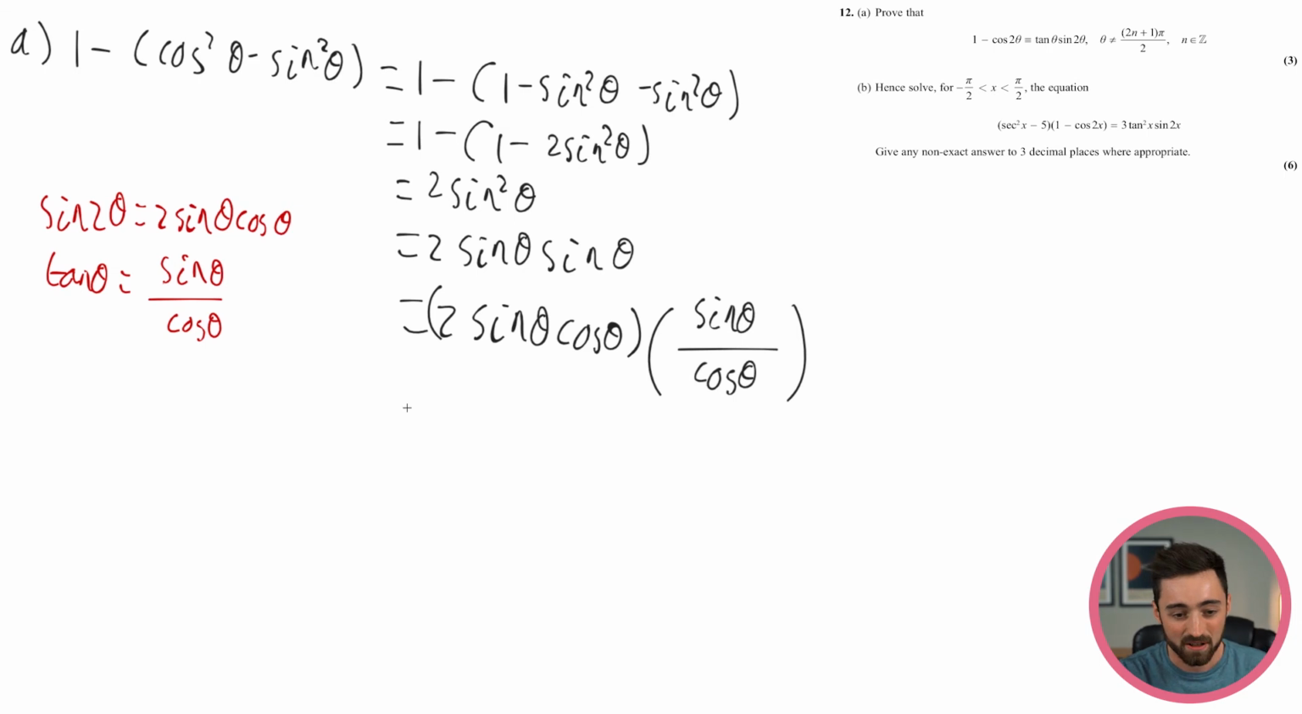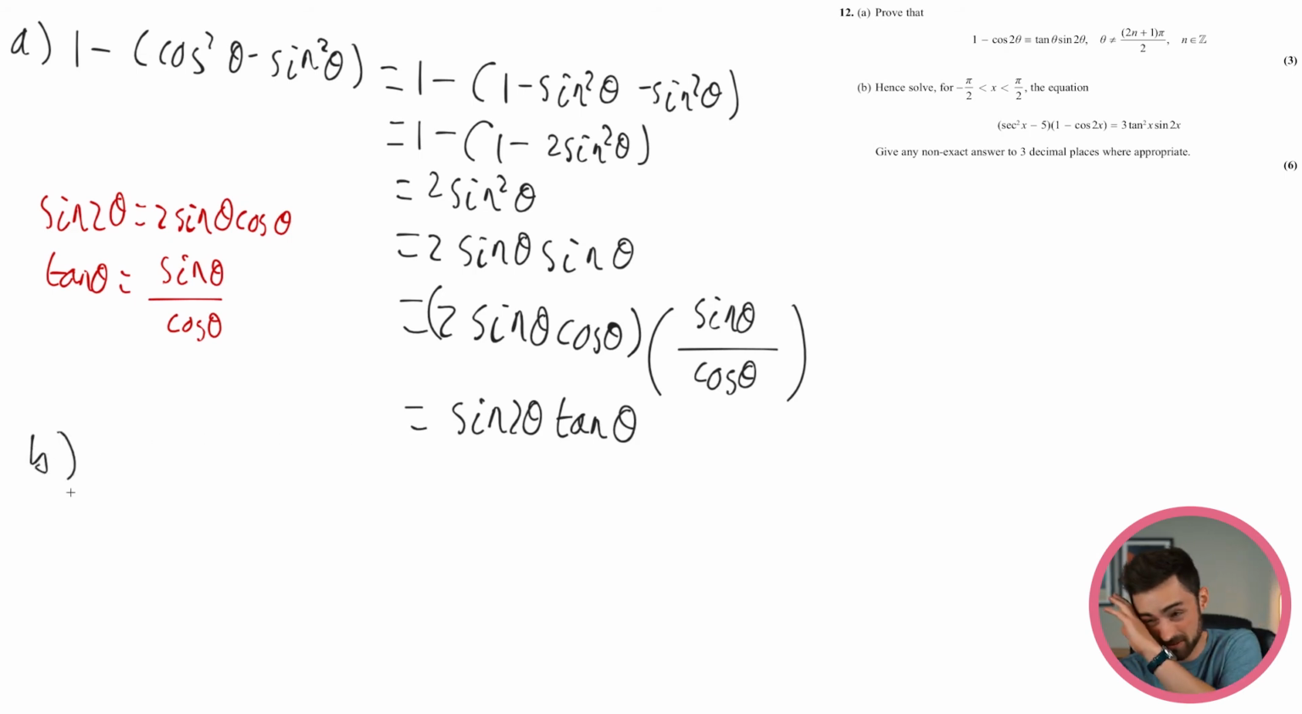But look at this now. This is exactly sine of 2 theta, and this is exactly tan of theta. I know, horrible. So that's part A done. Okay, part B. Ooh, okay, that looks pretty horrible. So I've got a "hence", so I'm using part A, right? So (sec squared x minus 5) times (1 minus cos of 2x) is the same as 3 tan squared x sine of 2x.